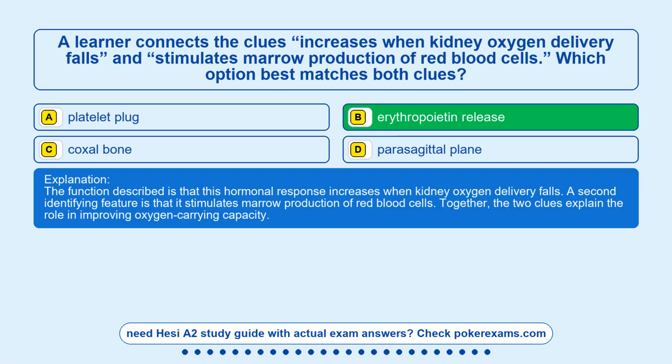The function described is that this hormonal response increases when kidney oxygen delivery falls. A second identifying feature is that it stimulates marrow production of red blood cells. Together, the two clues explain the role in improving oxygen-carrying capacity.